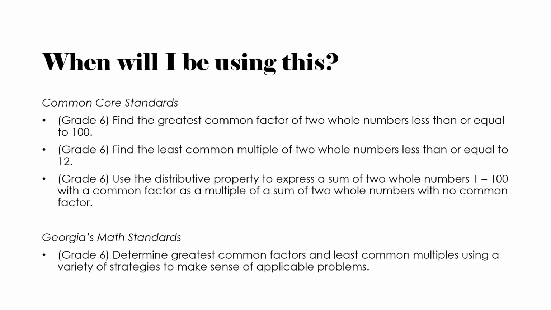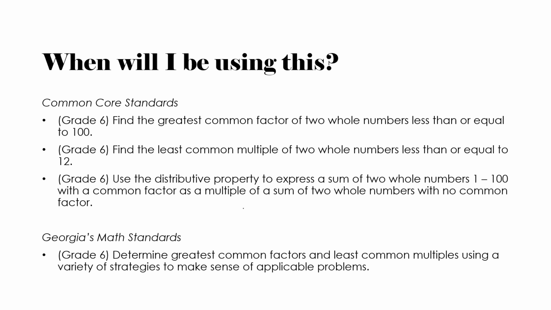to 12. And then they're also expected to be able to use the distributive property to express a sum of two whole numbers, 1 to 100, with a common factor as a multiple of a sum of two whole numbers with no common factor. Now that sounds complicated, but let me just show you what that's saying. They're expecting them to be able to factor out a common factor.